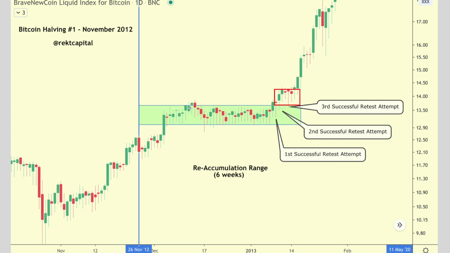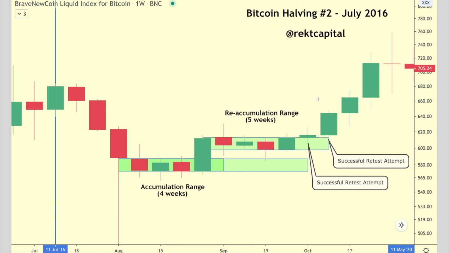So you can see that after halving 1, a new range forms above the post-halving range that price breaks out from, because halving number 1 occurred very early on in Bitcoin's history. So you can see that the new range that forms above the post-halving range lasts only a few days. 4 years later, halving number 2 rolls around, and you can see that the new range above the old range actually lasts for 5 weeks.